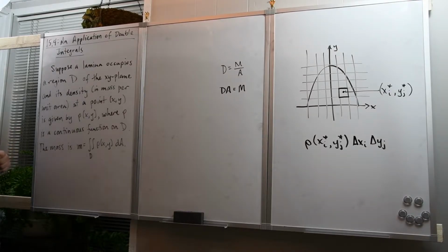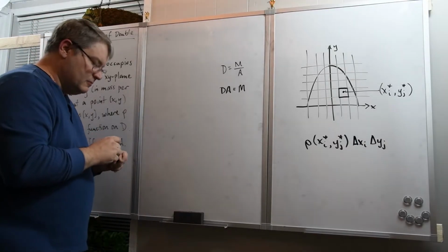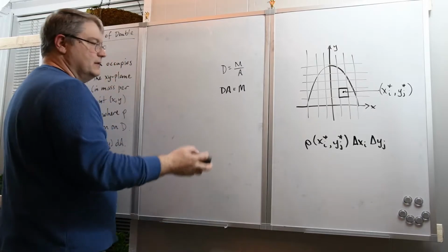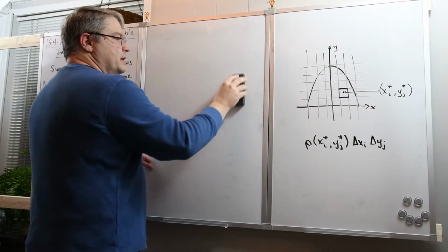Now, the same kind of argument can be made for solids in three-dimensional space, and a little bit later on in some of the other sections, we'll actually take a look at how that unfolds. But for right now, we're mainly interested in just laminas, and we'll leave it at that for the moment.